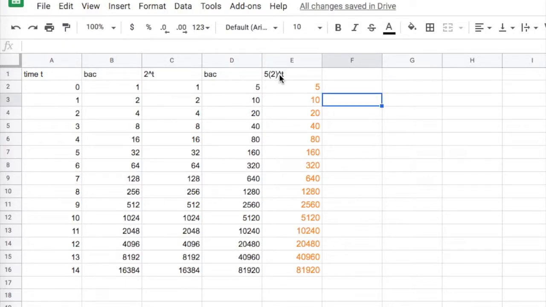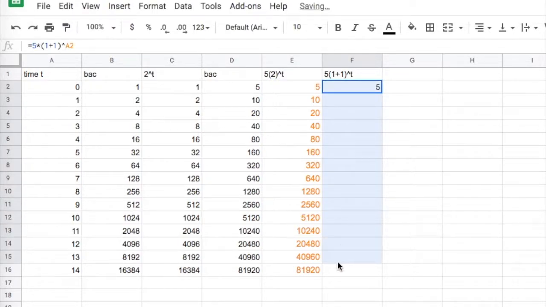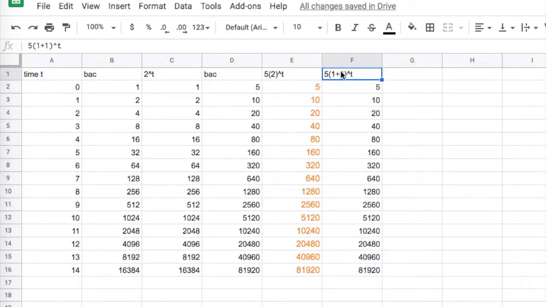I just want to point out that this 2, every time we're doubling, we're increasing what we had by 100%. We can break this down a little bit further. This is really 1 plus 100%, which is 1. If we wrote that, it's equal to 5 times 1 plus our 100% to the power of time. We get exactly the same thing. Why would it be to our advantage to break up that 2 into 1 plus 1? Because we're not always increasing by 100%.